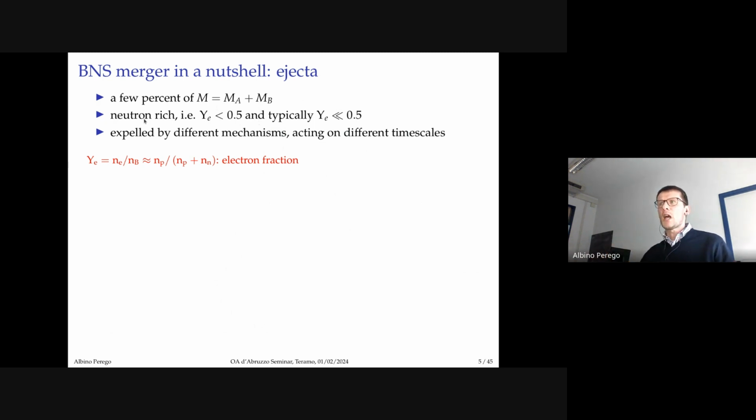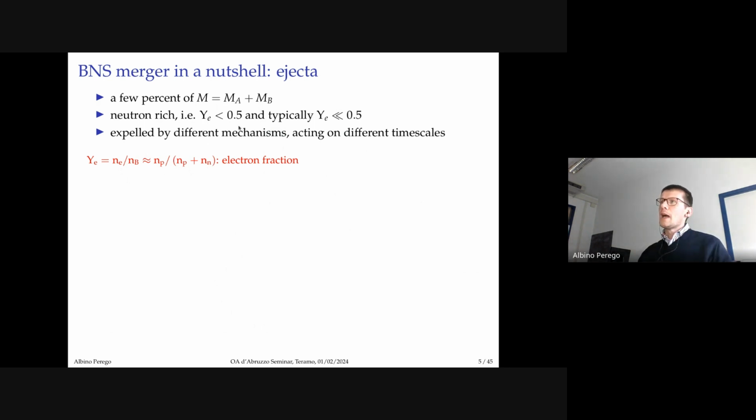Since this is matter coming from a neutron star, you can easily understand that this matter is very peculiar. In particular, it's extremely rich in neutrons, and this is measured by a quantity that we call the electron fraction. You can see here the definition. The electron fraction is defined as the net fraction of electrons, so electrons minus positrons, over the baryon density. And if you think about charge neutrality, you can easily understand that the electron fraction is a measure of the relative amount of neutrons and protons in the system.